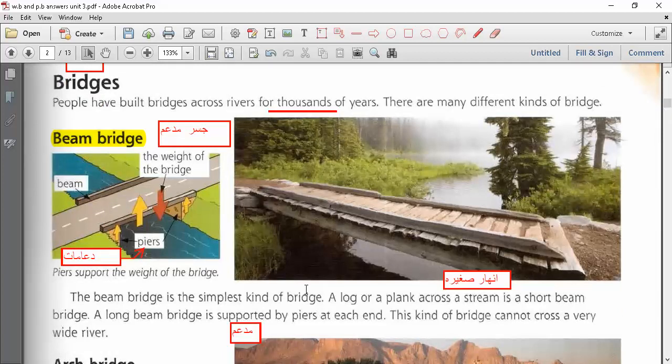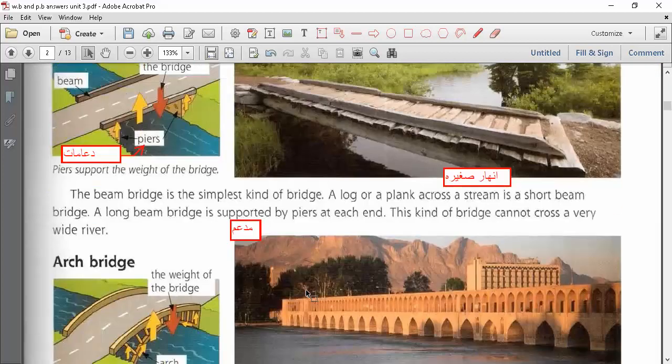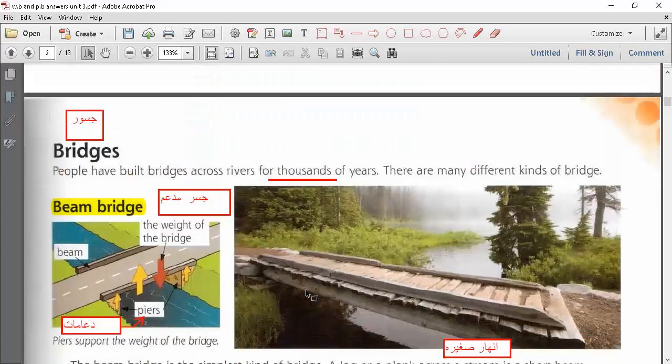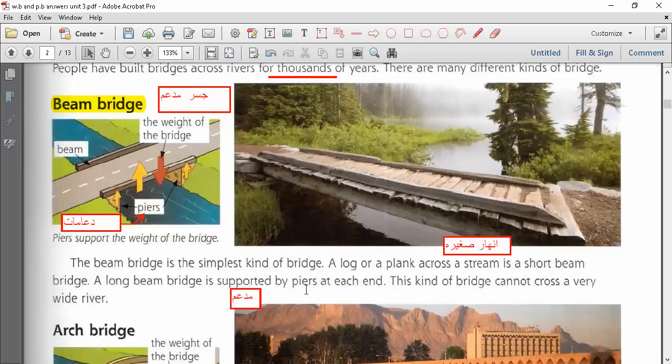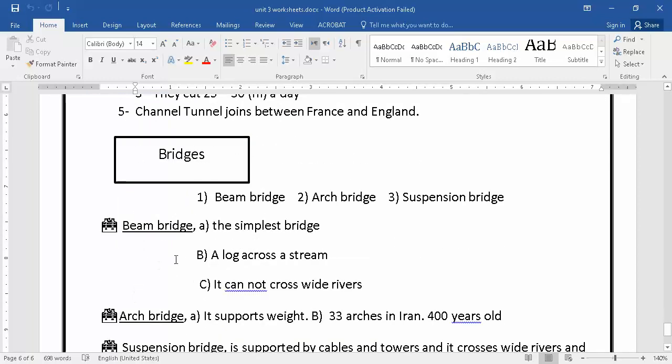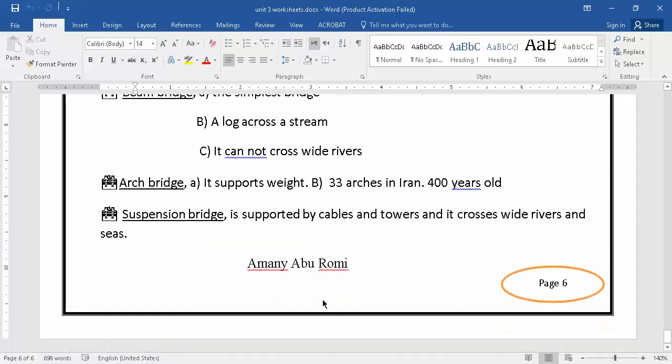Go to bridges. We have three kinds of bridges: beam bridge, arch bridge, suspension bridge. Let's go to beam bridge. In the beam bridge, we have many knots. It is the simplest bridge. One of the examples is a log across a stream. It can't cross wide rivers.